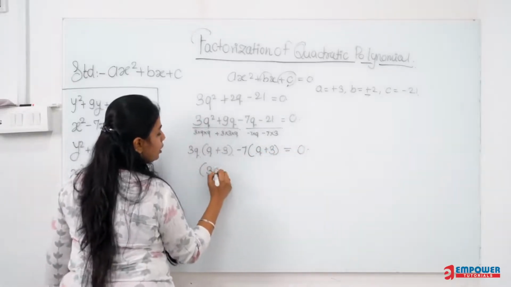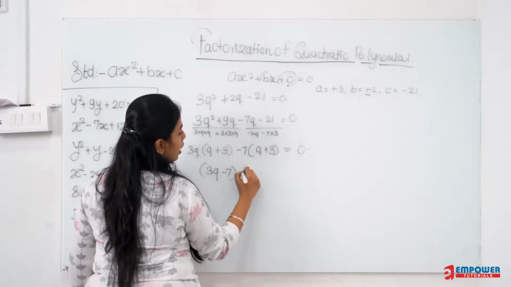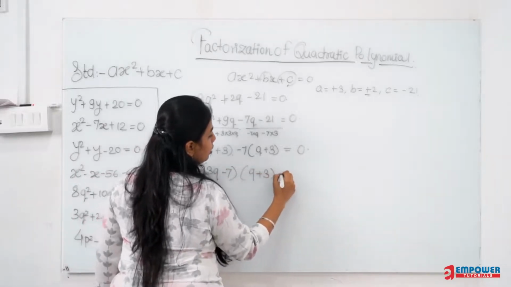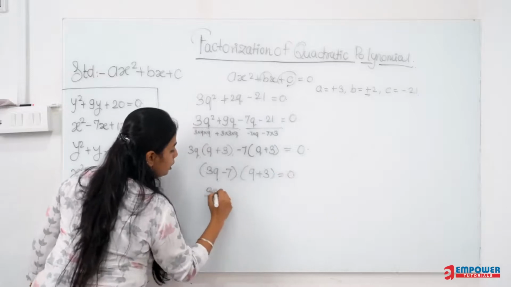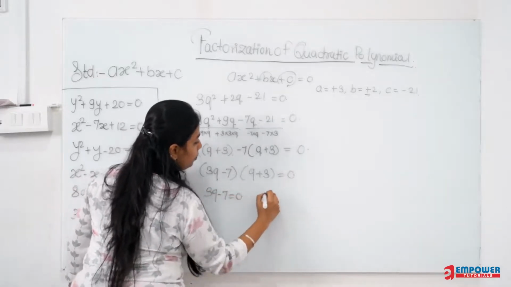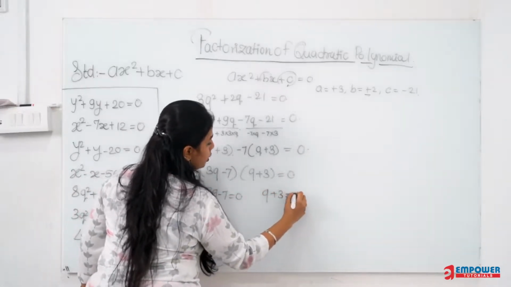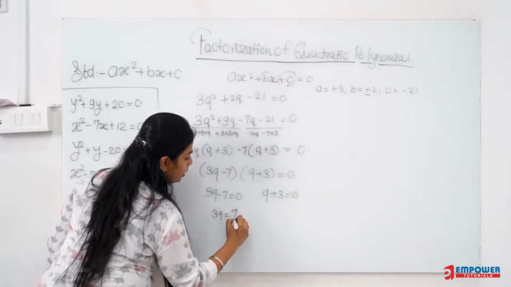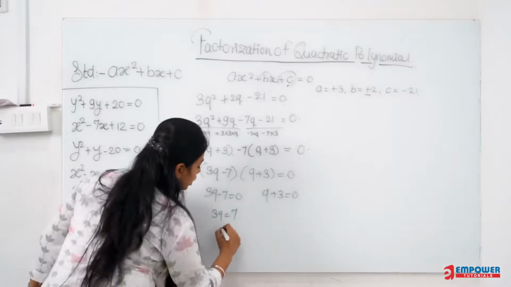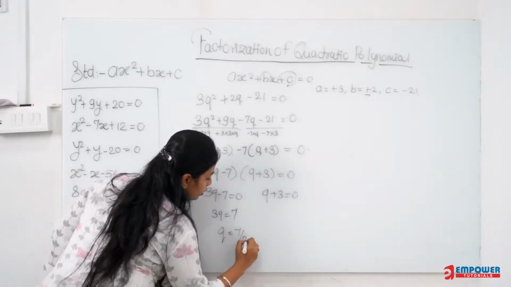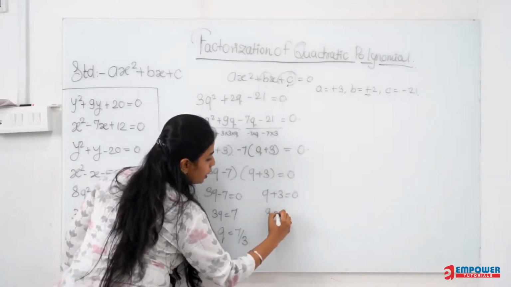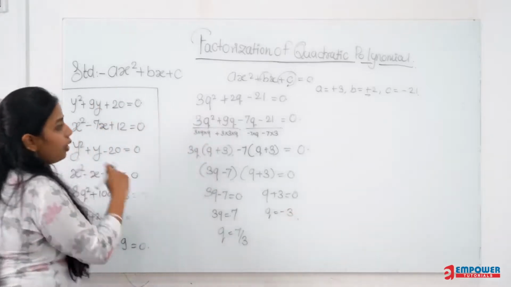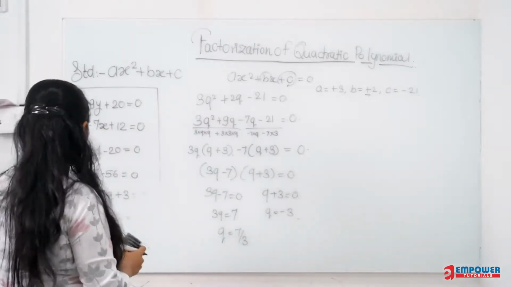So this will be 3q minus 7 and q plus 3 is equal to 0. So this will be 3q minus 7 is equal to 0 and q plus 3 is equal to 0. So 3q is equal to plus 7 because you have a minus sign over here, and q is equal to 7 upon 3. And this will be q is equal to minus 3. So this is how you can factorize this kind of sum.